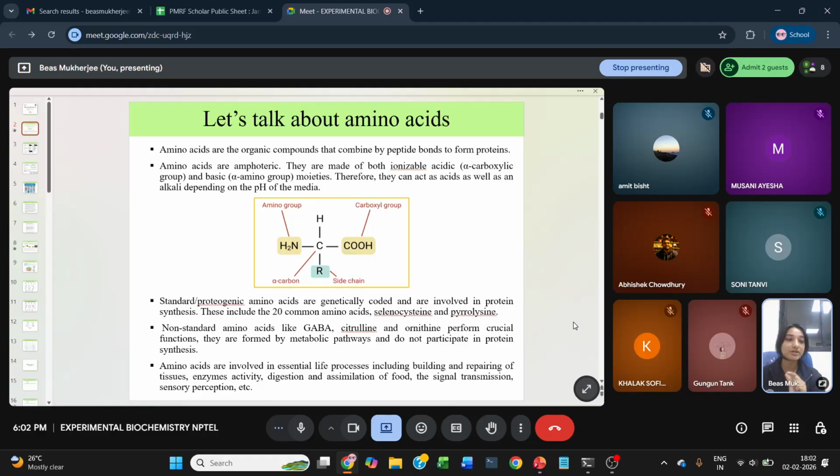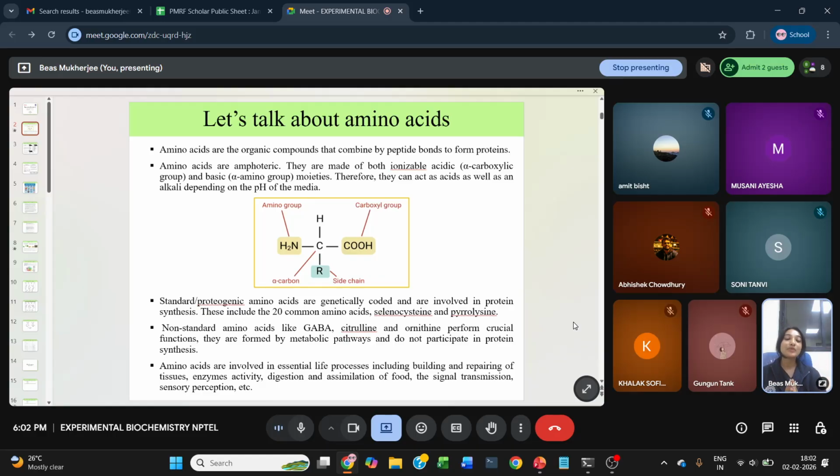So the acidic group here is carboxylic acid, and the basic group that you can see in the figure is the amino group, alpha amino group. Okay. Therefore, they can act as both acids as well as alkali depending upon the pH of the media. That is why they are called amphoteric in nature.